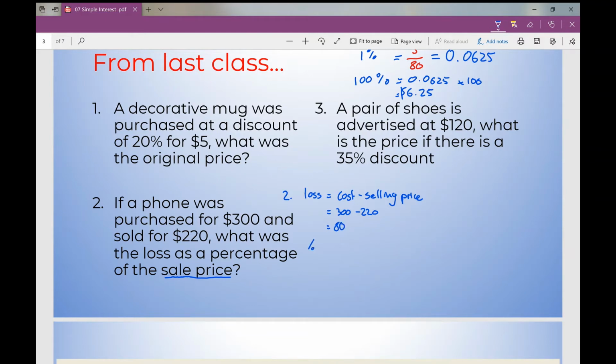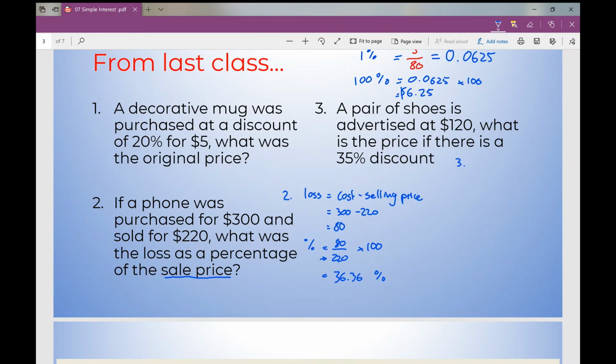Now to calculate the percentage of the sale price, this is important. So the thing that we're making our fraction out of is the sale price here, not the cost price. And then we times that by 100. And the answer is 36.36%.